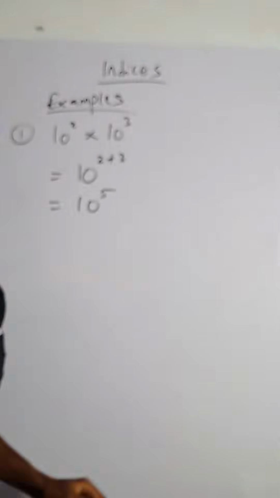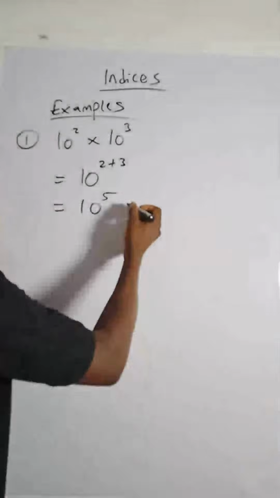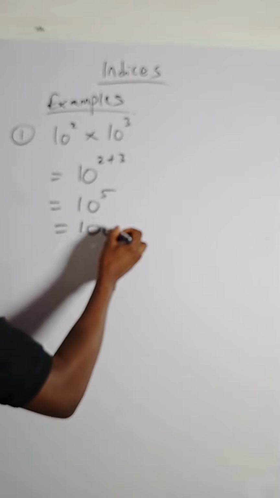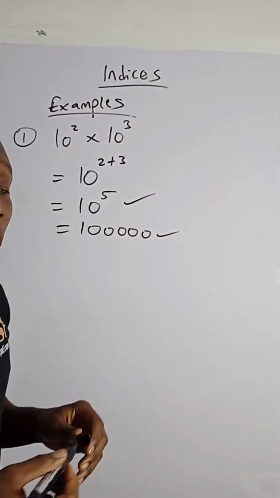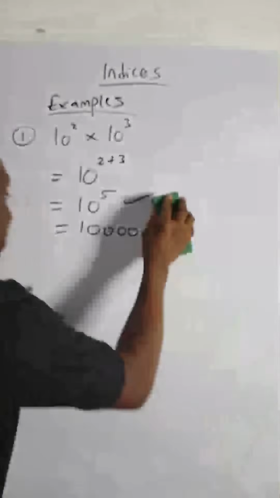5. And if you want to write it in ordinary form, you can just say this is what? How many zeros? 1, 2, 3, 4, and 5. But this is actually okay. It's just fine leaving it like that. So that's the first one.